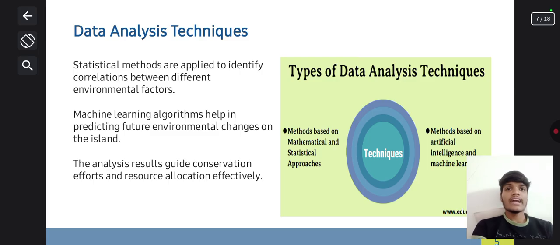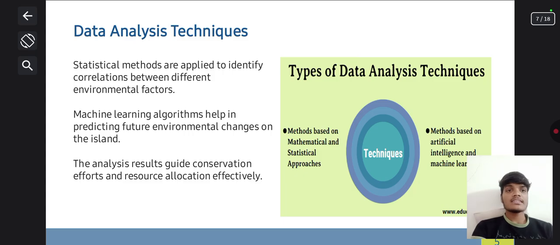Next, data analysis techniques. Statistical methods are applied to identify correlations between different environmental factors. Machine learning algorithms help in predicting future environmental changes on the Iceland. The analysis results guide conservation efforts and resource allocation effectively.